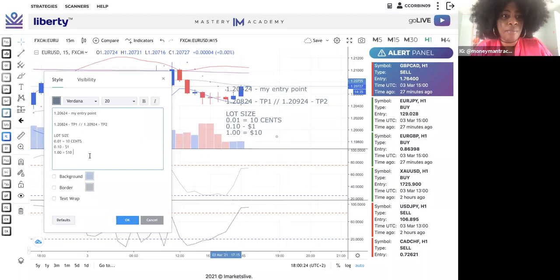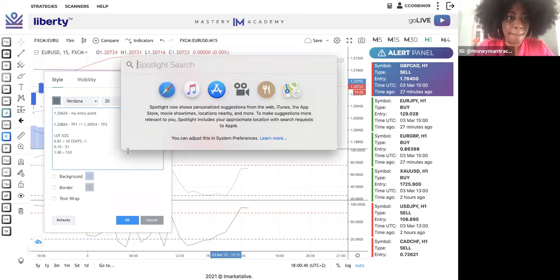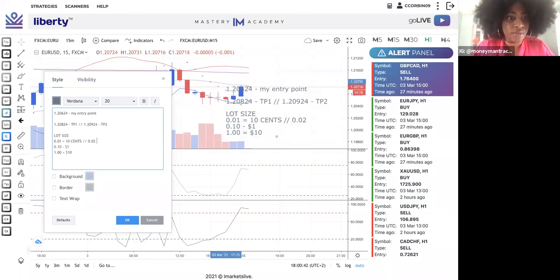So if 0.01 is 10 cents, that means that we're risking 10 cents per pip, right? We're risking 10 cents per pip. Okay, and let me just put something next to this, right? If I do 0.02, that's going to be 20 cents, right? So that must mean that 0.05 is equal to how much, family? 50 cents, right? And this is per pip.